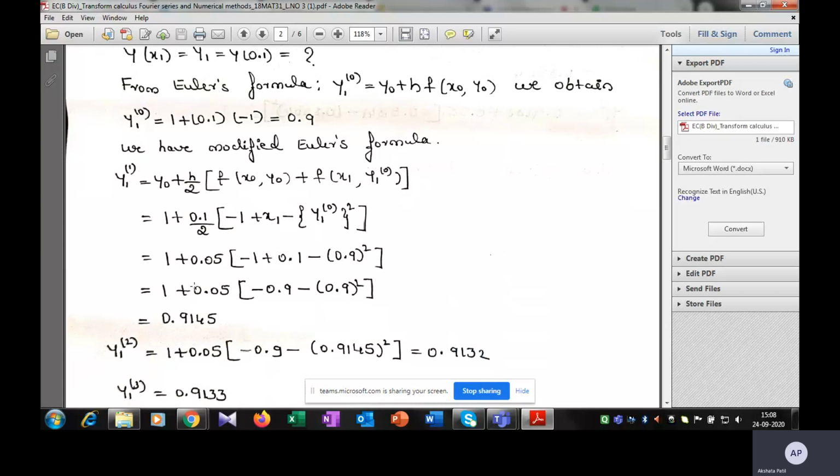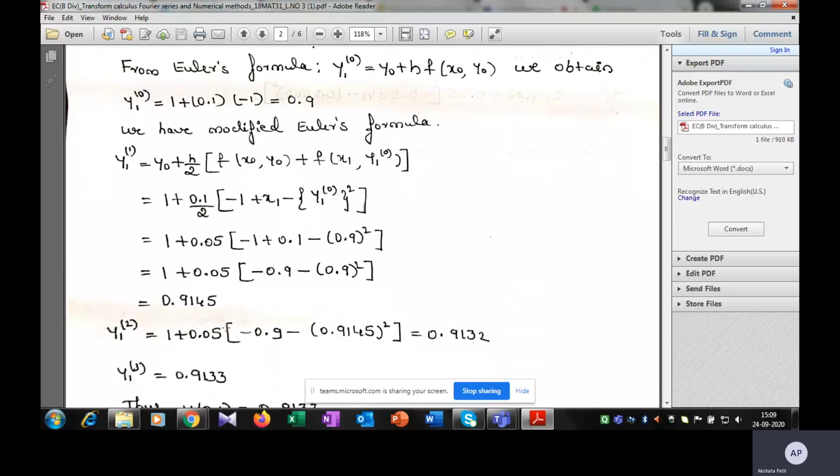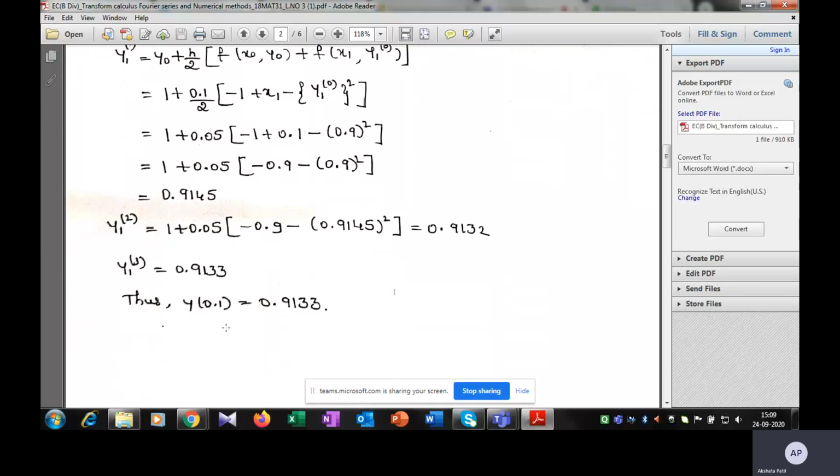So simplified, you will get 1 plus 0.05 into minus 1 plus 0.1 minus 0.9 square. So you will get y1 of first approximation value as 0.9147. So this is our first approximation value. Okay, so like that calculate the second approximation here.